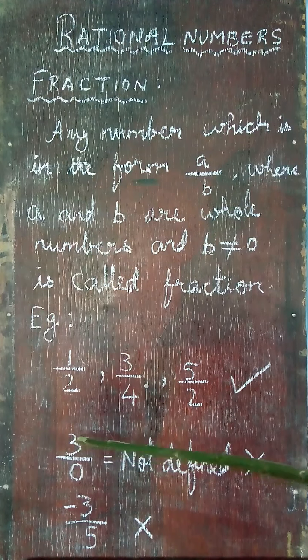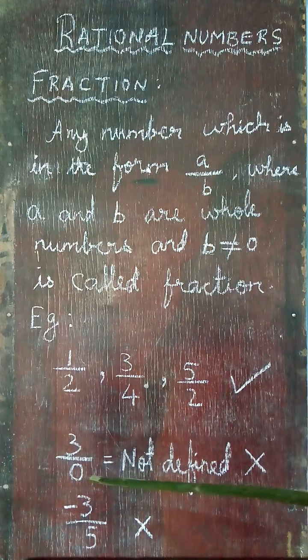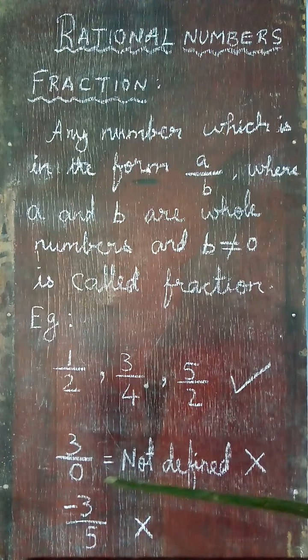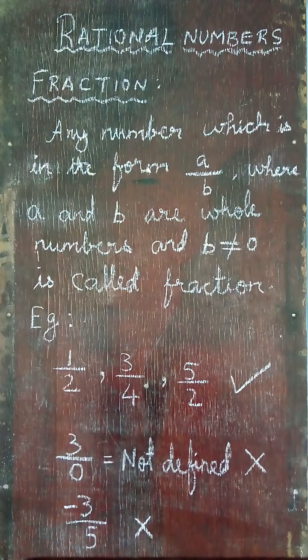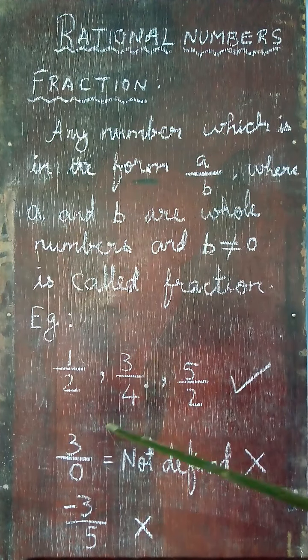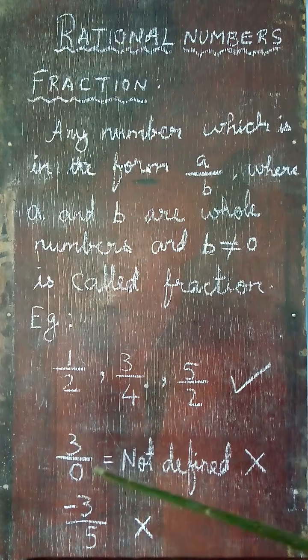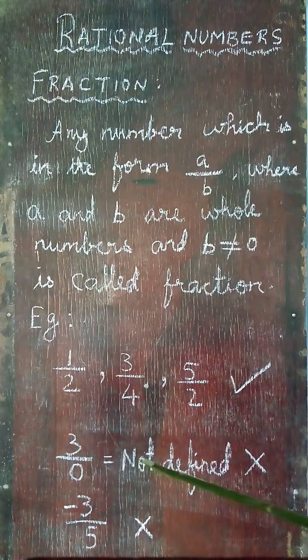I have given another example, 3 by 0. Is it a fraction or not? It is not a fraction because the denominator b is equal to 0. Any number divided by 0 is not defined, so it will not come under fraction.